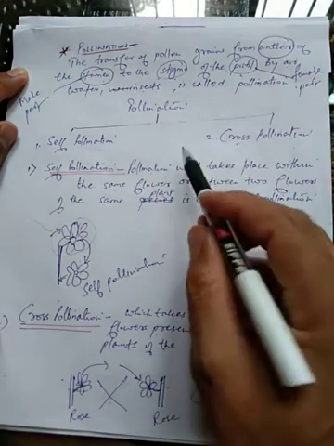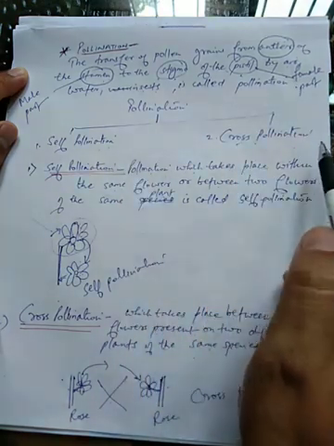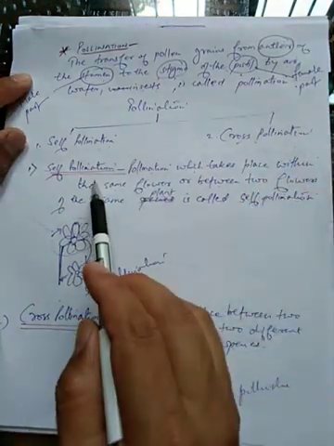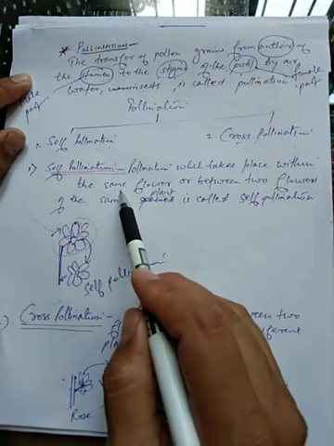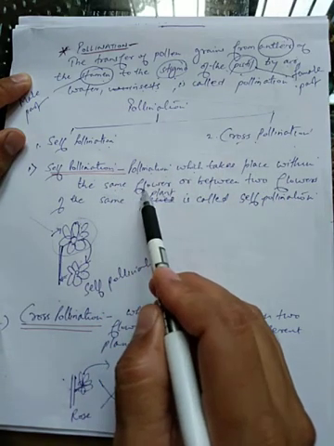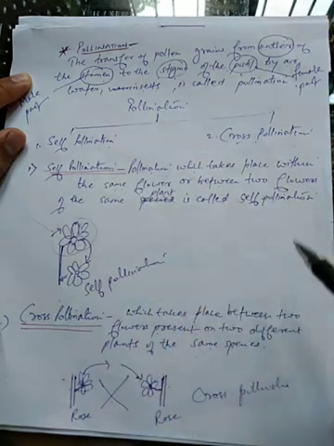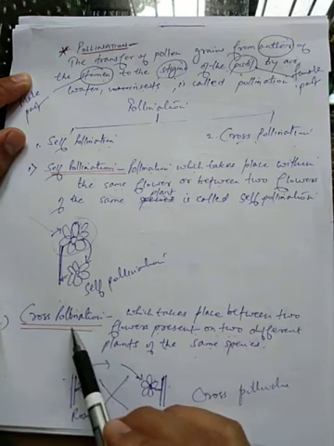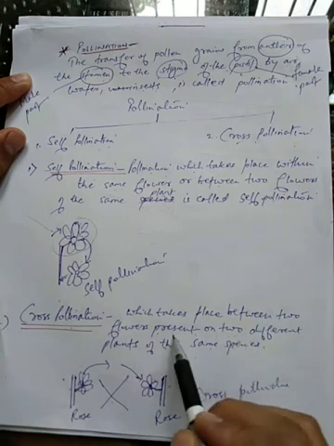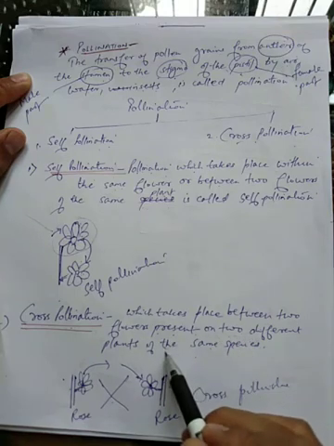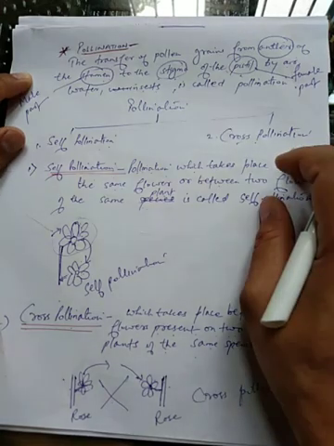Now pollination is of two types, self pollination and cross pollination. Self pollination is a type of pollination in which there is transfer of pollen grain from anther to stigma of the same flower or between two flowers of the same plant. And cross pollination is the transfer of pollen grain between two flowers present on two different plants, but these plants should be of the same species.